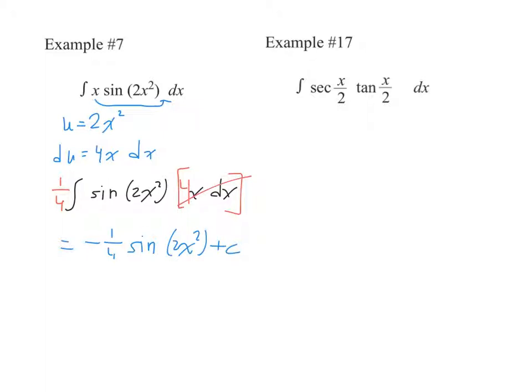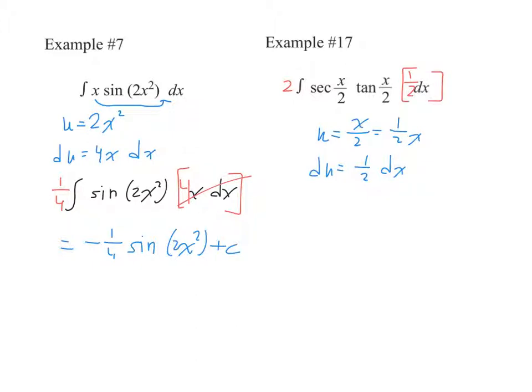Okay, in the next one, we have this really strange x over 2. But keep in mind that x over 2 is actually the same thing as 1/2 x. So the du is supposed to be 1/2. I can do that. 1/2 at the back and a 2 in front.